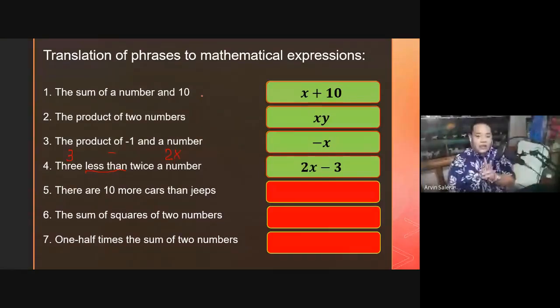Diba? Commutative ang addition. 1 plus 2 equals 3. Balihon na to. 2 plus 1 equals 3. But in subtraction, it's not commutative. 2 minus 1 is 1. But 1 minus 2 is negative 1. Those are different things. Those are different values. So, dili pwede mabali. Basta subtraction. Pero addition, pwede natong mabali.